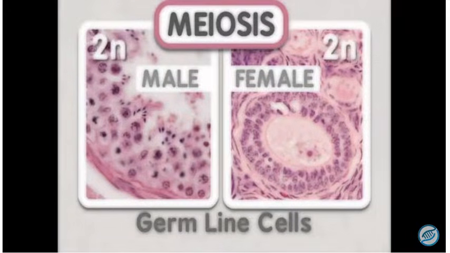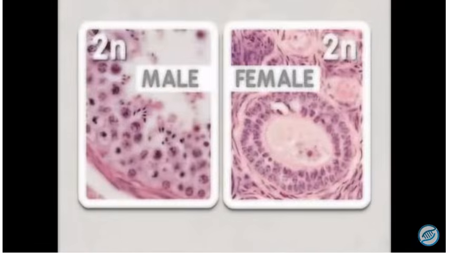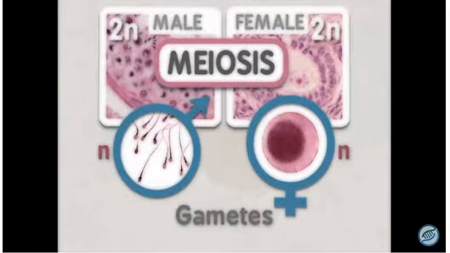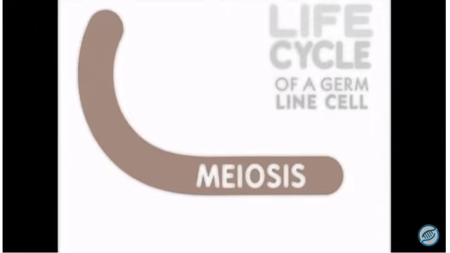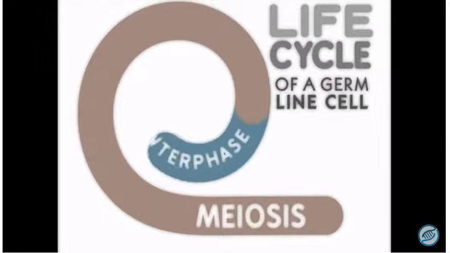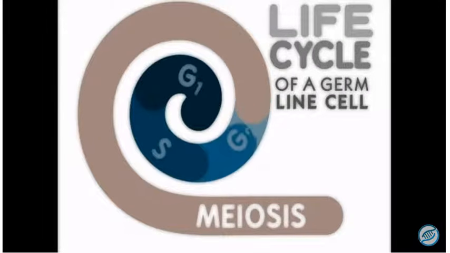In diploid organisms, germline cells have 2 copies of each chromosome. Germline cells undergo meiosis to produce haploid gametes, which only have 1 copy of each chromosome. These haploid gametes fuse to form a diploid embryo that grows into the adult. Meiosis is just one step in the life cycle of a germline cell. Similar to mitosis, the cells also pass through the interphase, G1, S, and G2 stages before they enter meiosis.